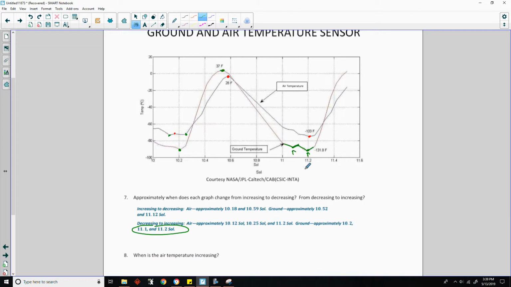Okay. When is the air temperature increasing? Let's get all these dots out of the way. So here's the air temperature. When is it increasing? Well, it increased here, and it increased here. And then it also increased from about here to here. Those are all points of increase.